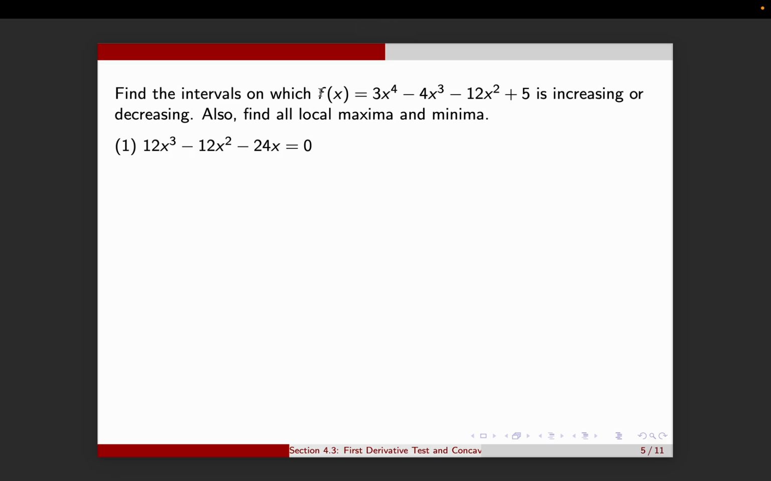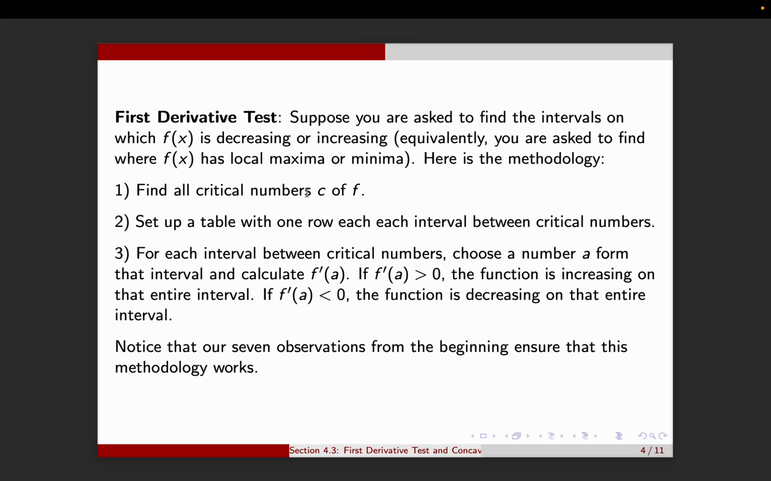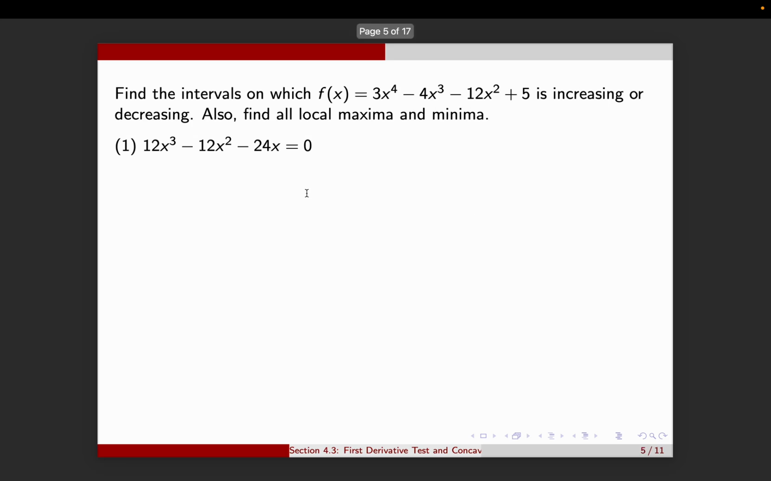So you're given a function, 3x to the 4th, whatever. Tell me where that function is going up, where it's going down, where does it have a peak, where does it have a valley? If you want to optimize the function, where should you look? So step 1 was to find all the critical numbers because those are the places where the function could possibly have a max or a min.